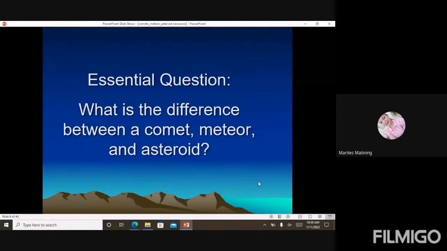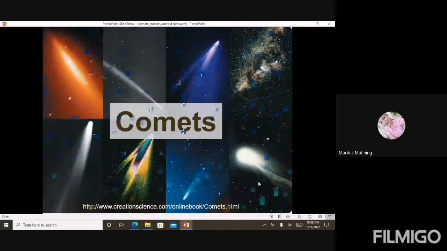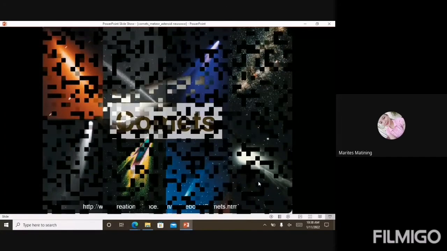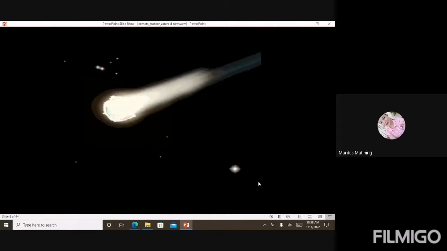At the end of our lesson, we will give the difference between a comet, meteor, and asteroid. Let's discuss comets first. Do you see the comet? That is how comets move in outer space.